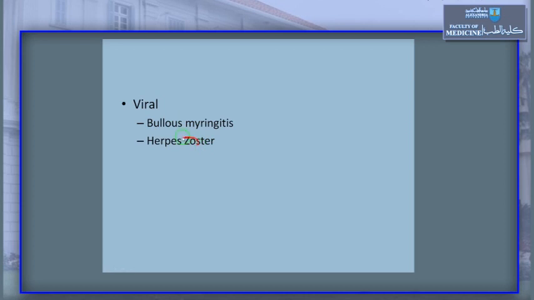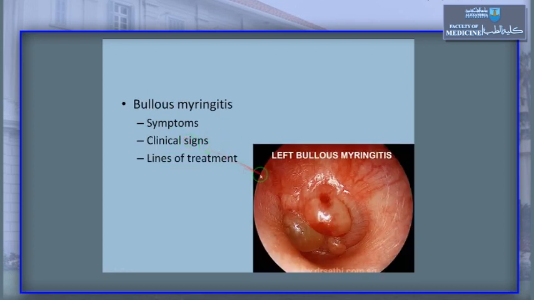Viral otitis externa is not that common. One of them is bullous myringitis. In this disease, it typically happens after upper respiratory infections. The patient comes complaining of intense pain. Clinically, when we examine the patient, we see vesicles growing on the outer surface of the tympanic membrane.